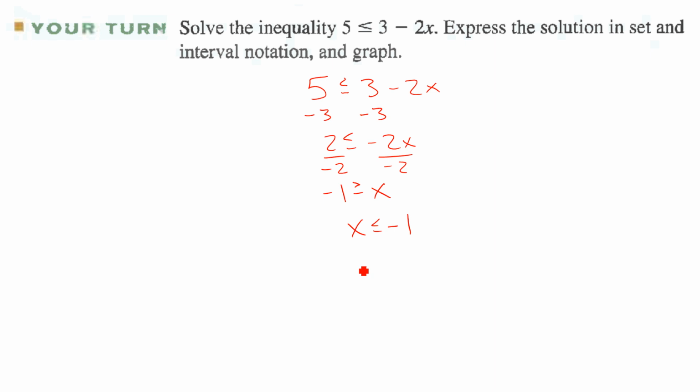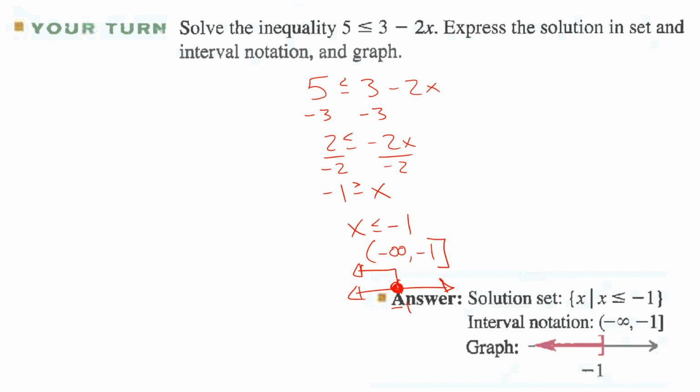So on your interval notation, since we do touch -1, we are less than it. The smallest number would be -infinity, and it goes all the way up to -1, which we touch, so bracket.